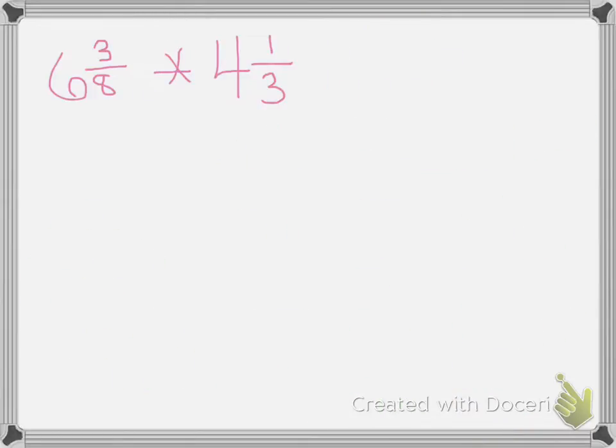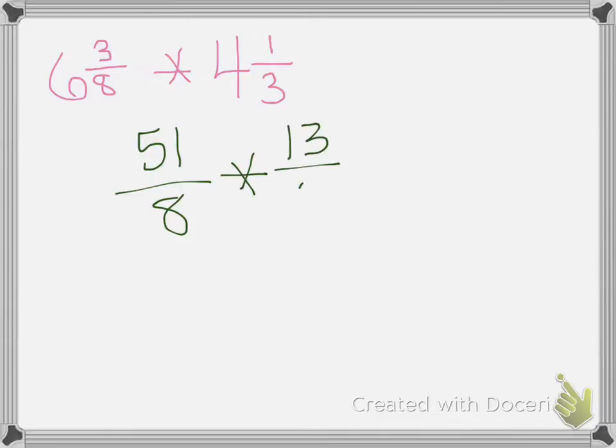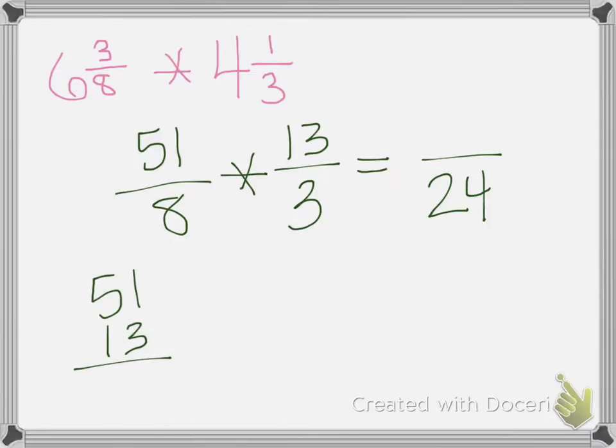For the last one, 6 3/8 times 4 1/3, I would change them into improper fractions. 6 times 8 is 48, plus 3, 51/8, times 4 times 3 is 12 plus 1, 13 thirds. 8 times 3 is 24, 51 times 13.